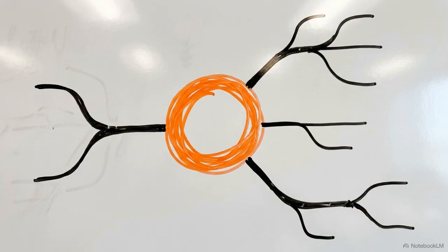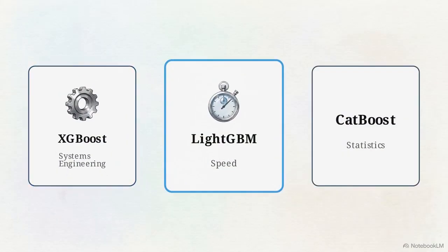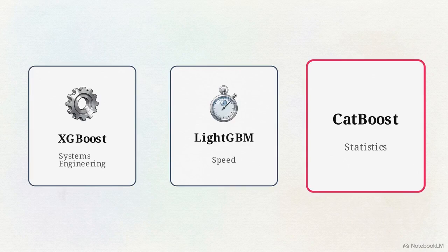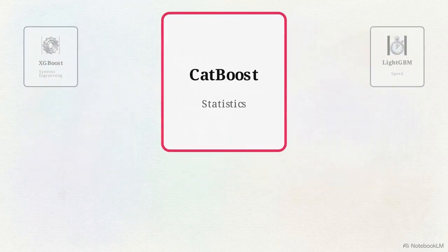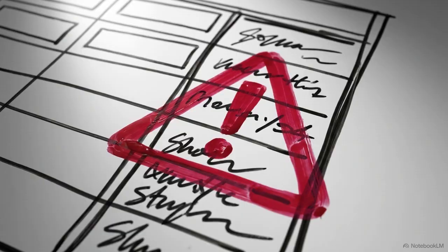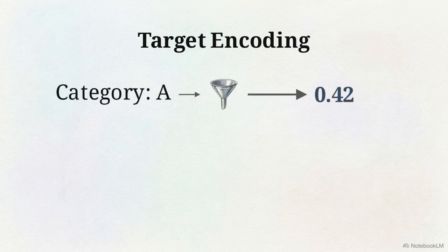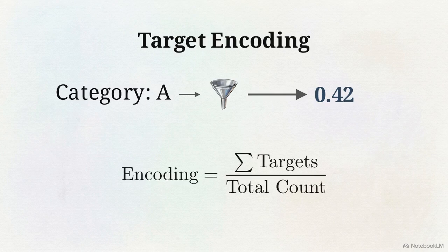The modern landscape of gradient boosting is defined by 3 distinct engineering bets. XGBoost bet on systems engineering. LightGBM bet on speed. CatBoost placed its bet strictly on statistics, engineering a solution to 2 severe algorithmic leaks. The first leak occurs when handling categorical data. Because decision trees require numbers to compute a split, data scientists routinely rely on target encoding to force text labels into a numerical format. Target encoding replaces a categorical label with the historical mean of its target outcome.